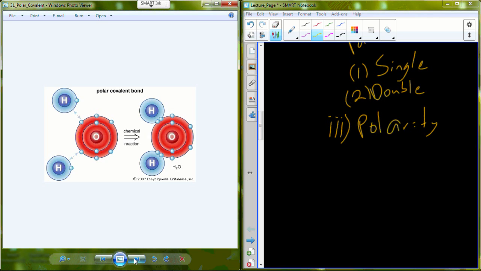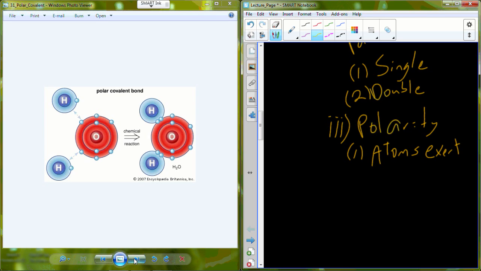Now, it's not just opposite things happening, but there are reasons for opposite things to happen in a polar covalent bond. But to understand this, I really have to get into a concept known as electronegativity. How many of you have heard of electronegativity before? Okay, good. So we have some background in electronegativity. Hopefully this goes well.